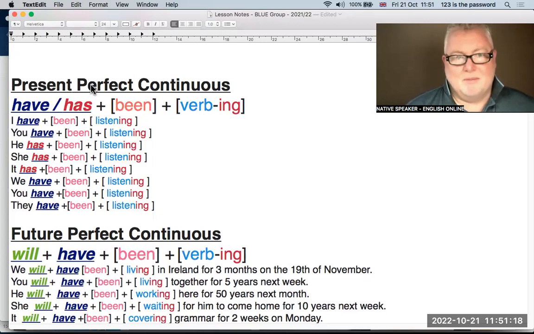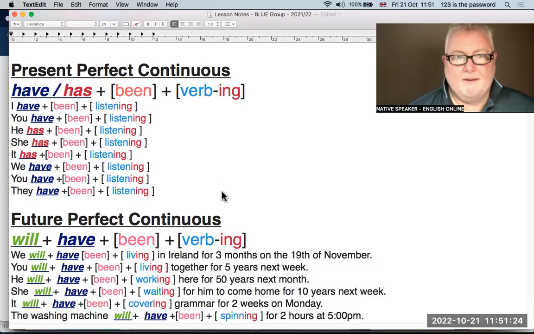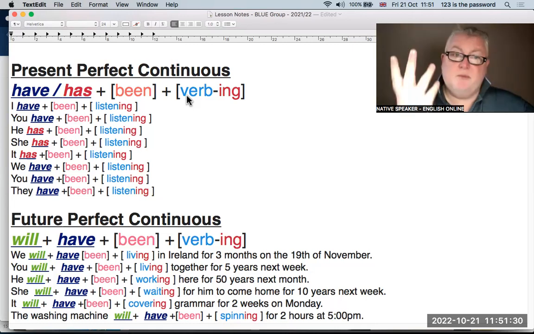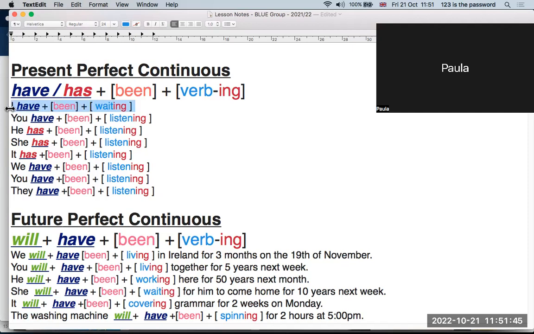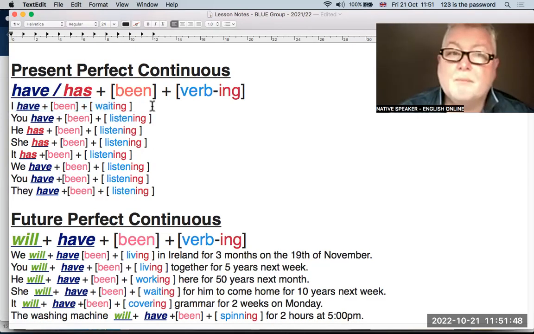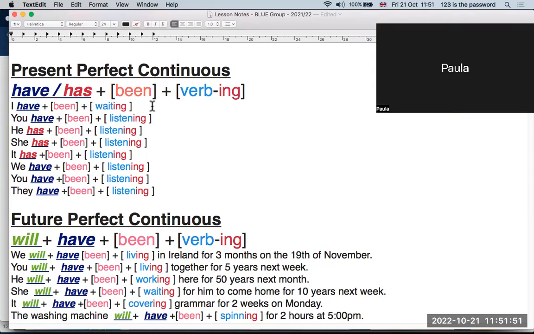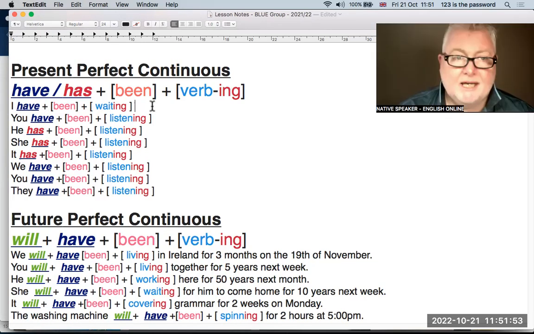All right. So present perfect continuous: has been, have been, verb plus ing. Why would we use the present perfect continuous? Who remembers that from yesterday? Why do we use it? Here we can see the construction, but why would we use it? For emphasis. Emphasis, yes. I have been waiting for you for 2 bloody hours.